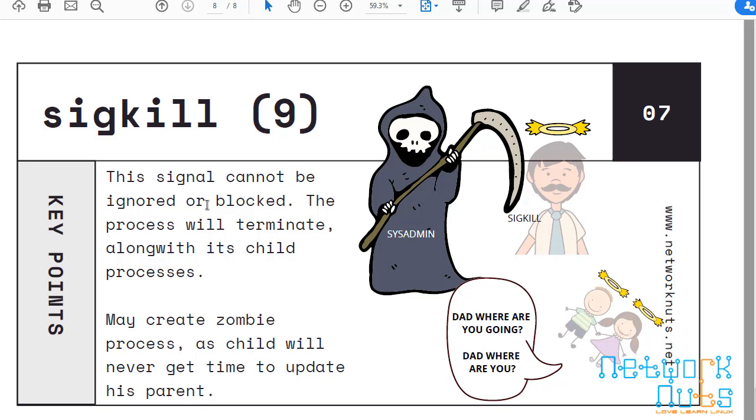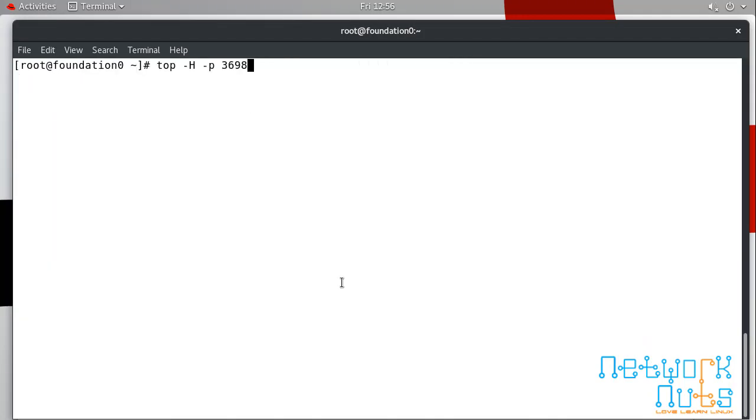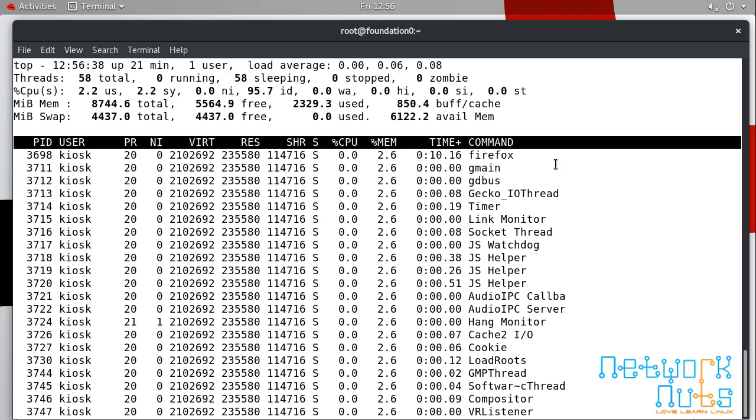Why? Because the child will never get time to update its parent. The parent died, the parent didn't update the kernel, and the children don't know what happened to the parent. So that might lead to creating zombie processes. I can check that from here also. If I click here, this is one of the commands which I have shown you. If you want to see the threads of any particular process, you can use the top command and check it out. It's simple stuff. So these are all the threads.